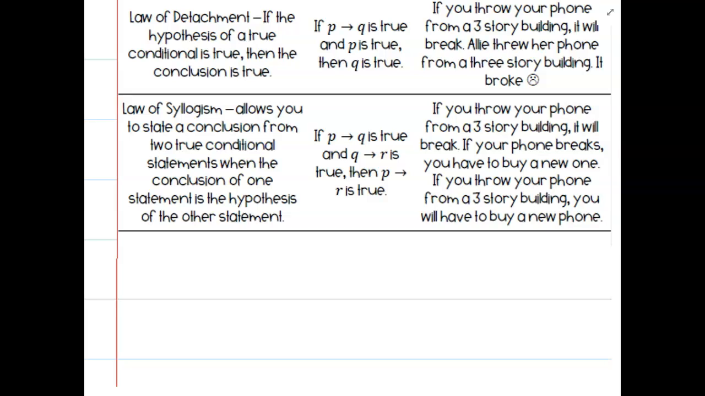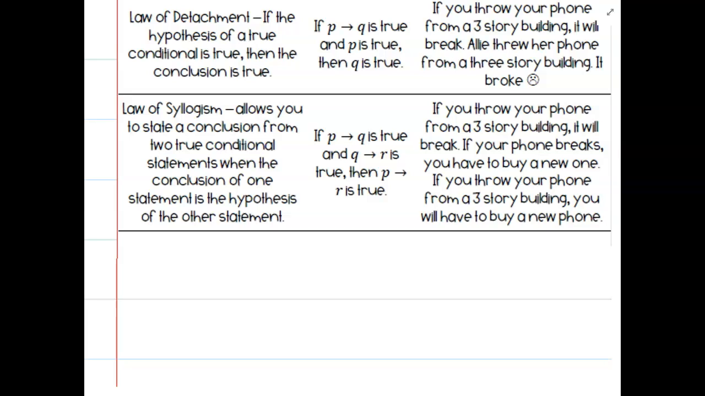So, if you throw your phone from a 3-story building, it will break. If your phone breaks, you have to buy a new one. So see how if you throw your phone from the 3-story building, it will break. That's the conclusion. That conclusion is now the hypothesis. If your phone breaks, and we have our next conclusion, you have to buy a new one.